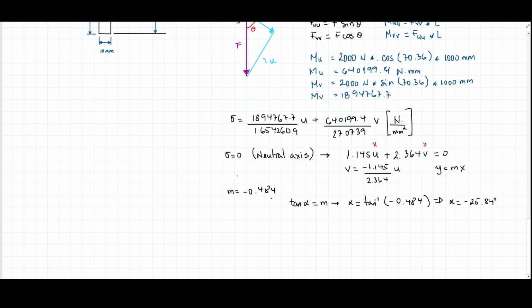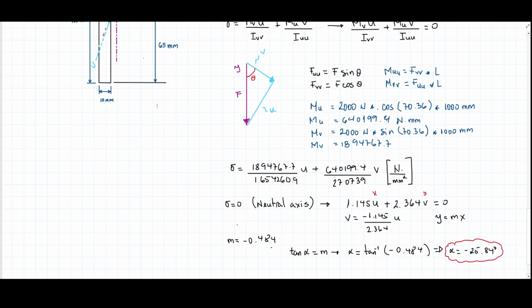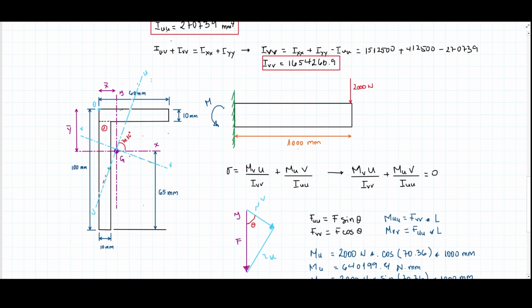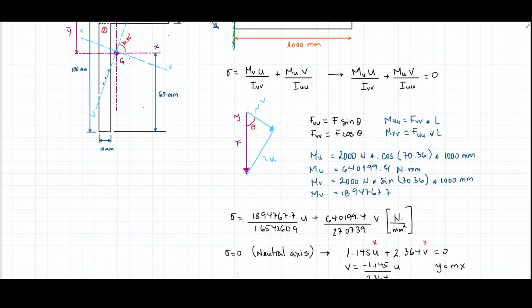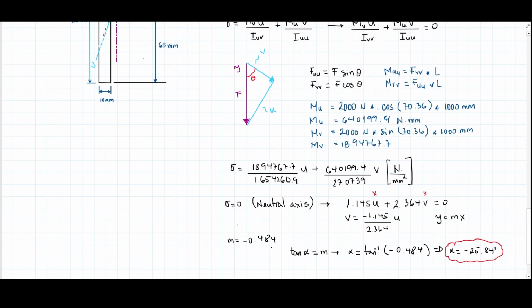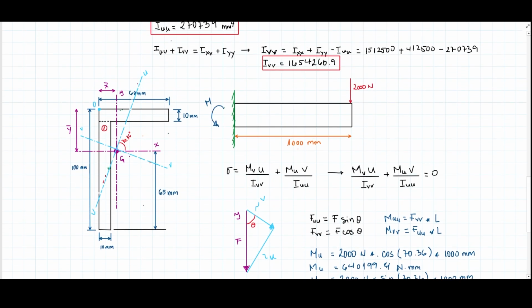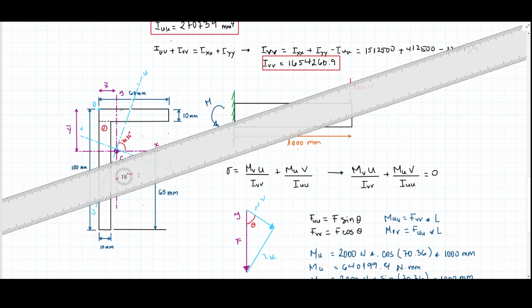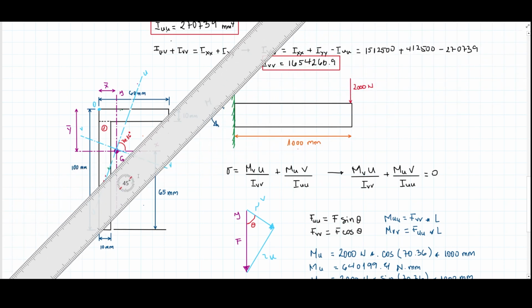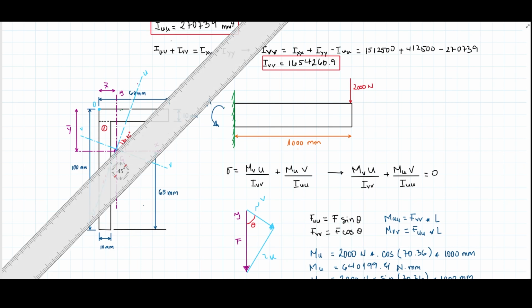And what this is saying, kind of similarly with the other case, is that the neutral axis is oriented at minus 25.84 from the u-axis. Let me write it down. Let me make a quick calculation here: 7.36 minus 25.84. I'm just doing it offline, so it's 44. So if I bring the ruler in here, it's going to be about 44, 45, something like this. This is going to be the orientation of the neutral axis.